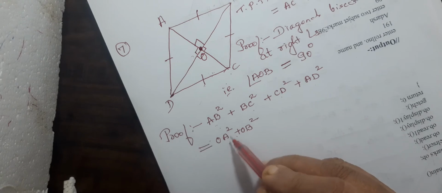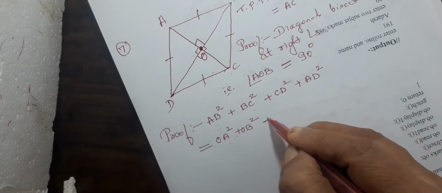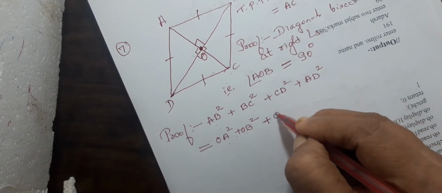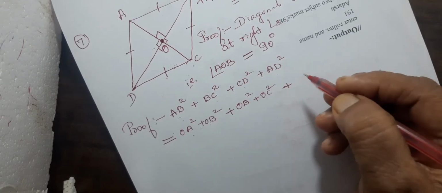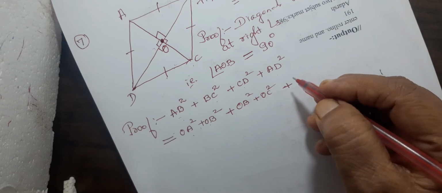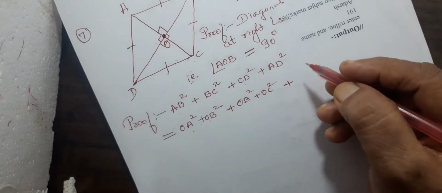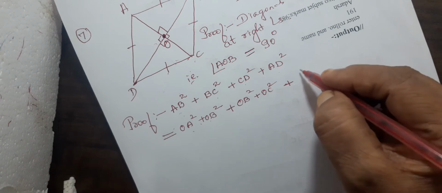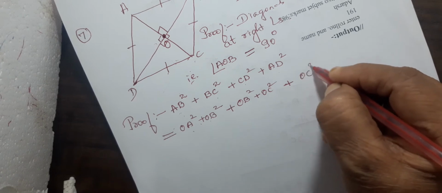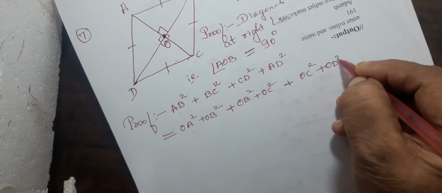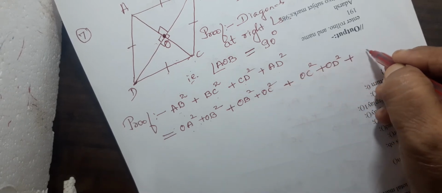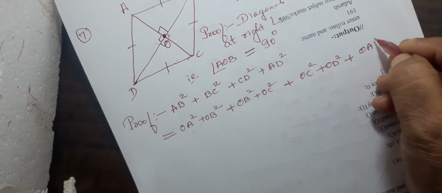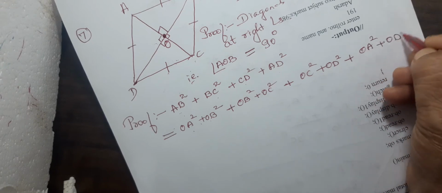Now on the right hand side, I am taking the LHS and writing about them. AB squared is OA squared plus OB squared, plus BC squared means it is OB squared plus OC squared. See how I am proving. And see, very simple. Only this right angle property we are using. Now instead of CD squared, I will write OC squared plus OD squared, plus AD squared, what we have written here in the left hand side. For that I will write OA squared plus OD squared.